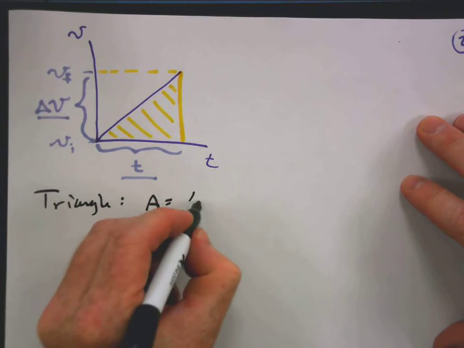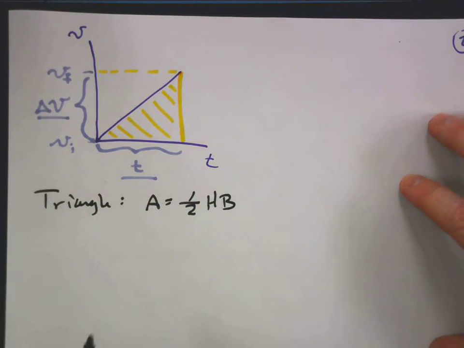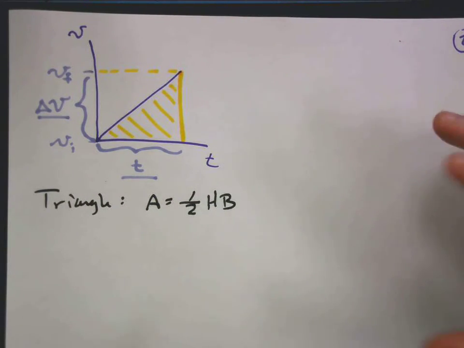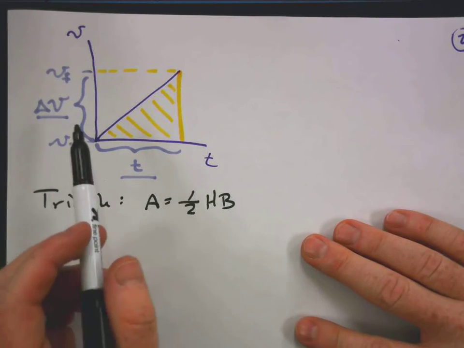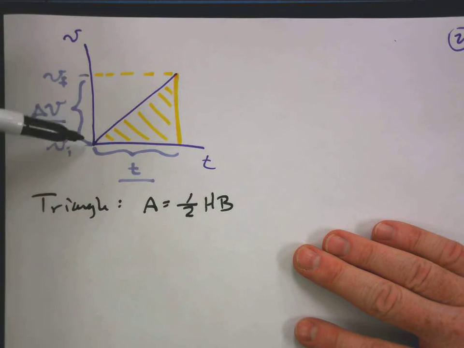Area equals 1/2 height times base. Usually written base times height, either way. We can do that because we know the base and we know the height of the triangle, and we just divide by 2 and we'll have our answer.